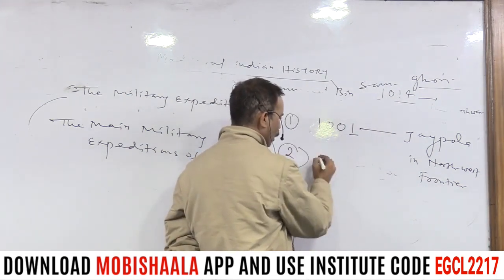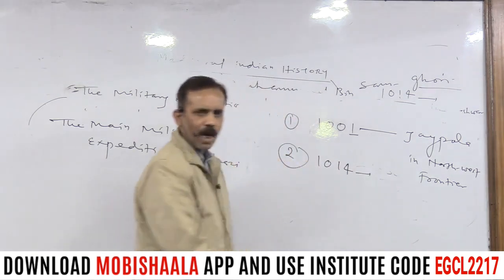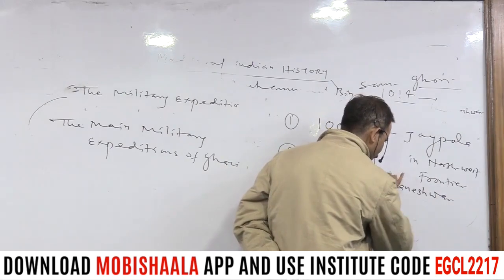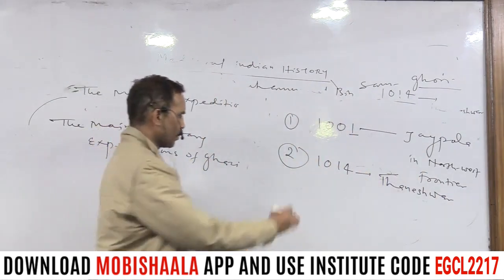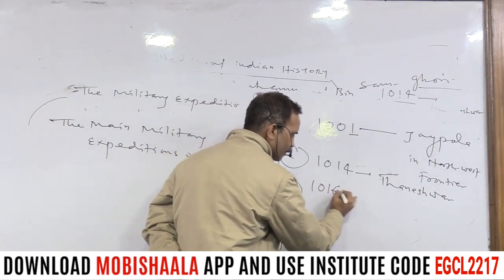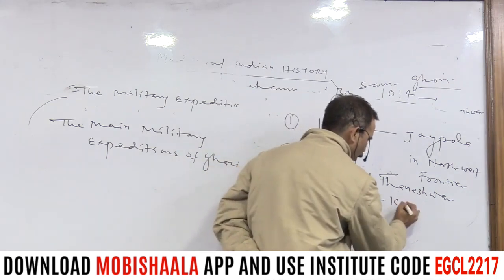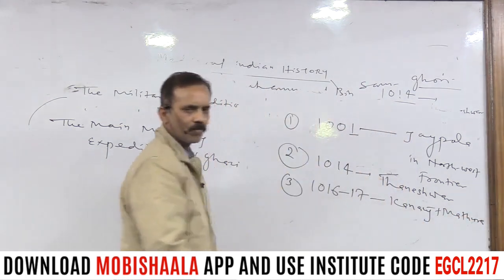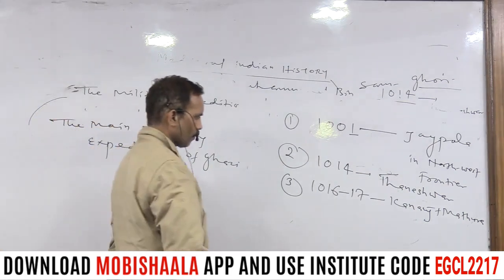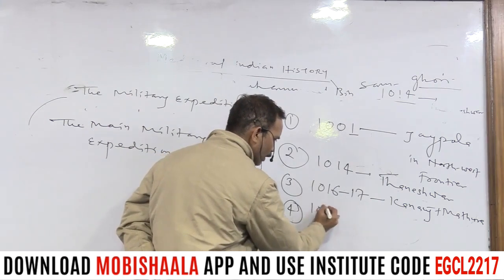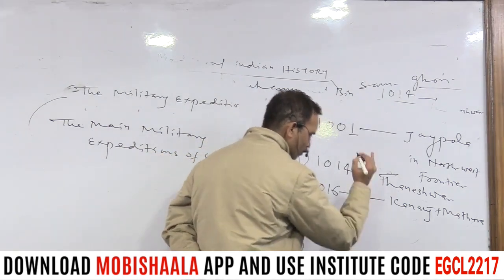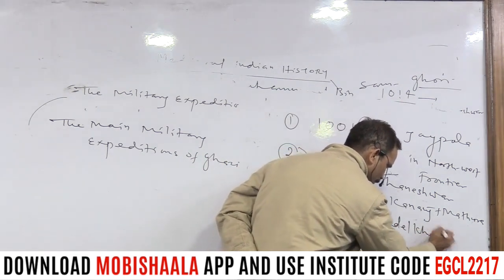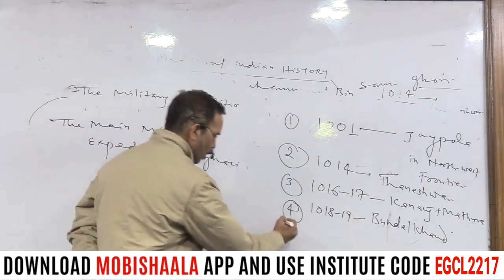Number 2. 1014. In Thaneshwar. Next. 1016 and 17. In Kannauj plus Mathura. Number 4. 1018 and 19. Bundelkhand.